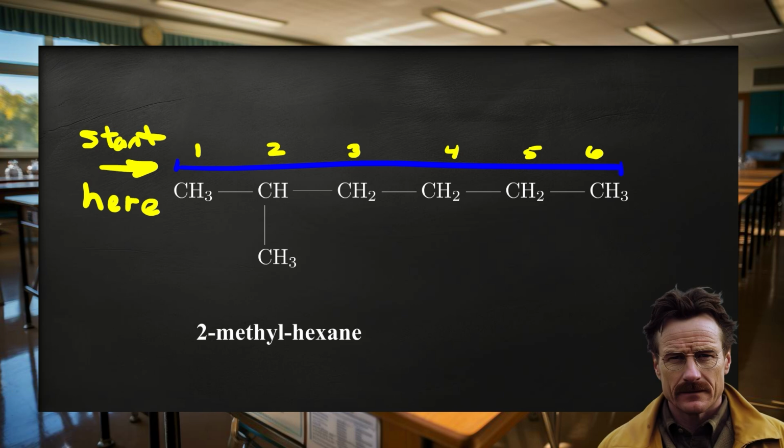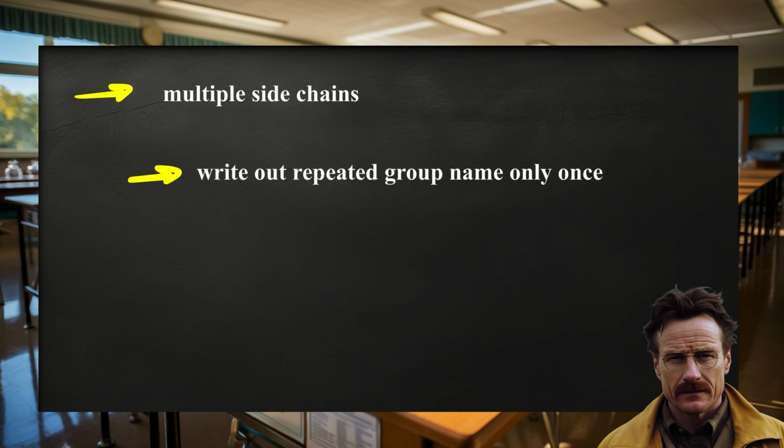No, Jesse, we are not done yet. Please pay attention. I'll try, Mr. White. Okay, now we are going to see what happens when we have multiple side chains of the same type. When that happens, we don't want to write out that group name more than once, but we will put in the numbers where that group type is attached.